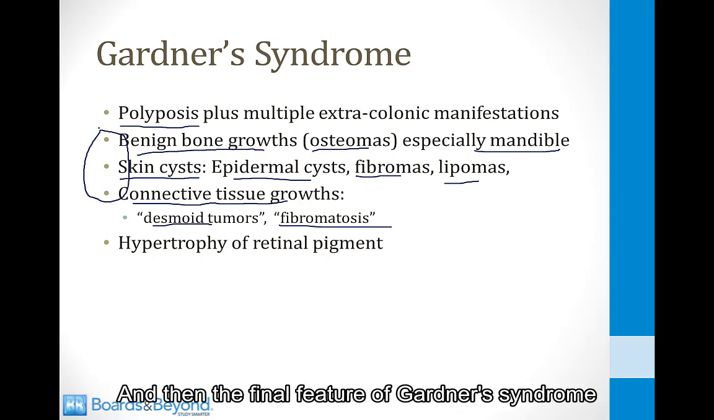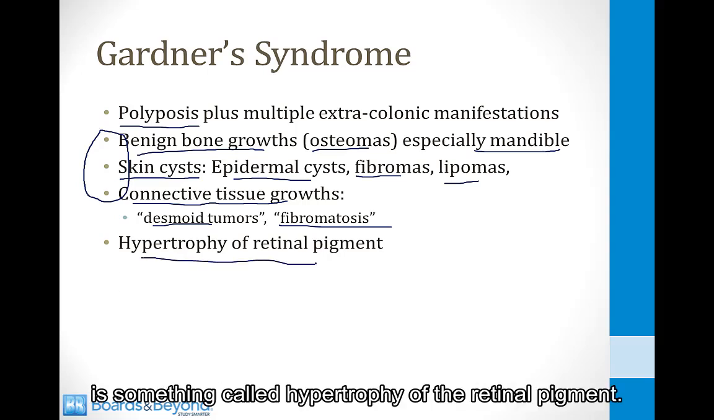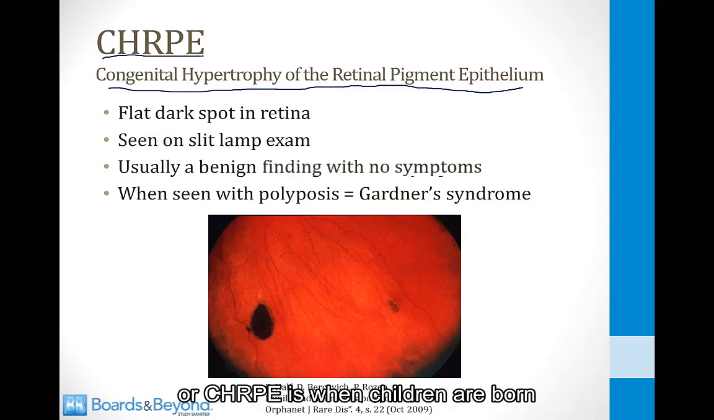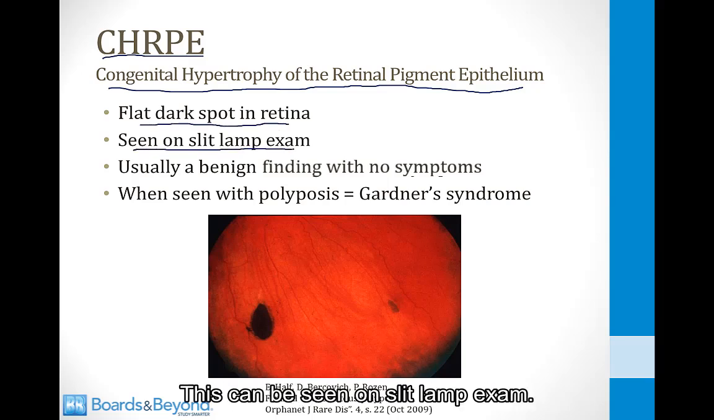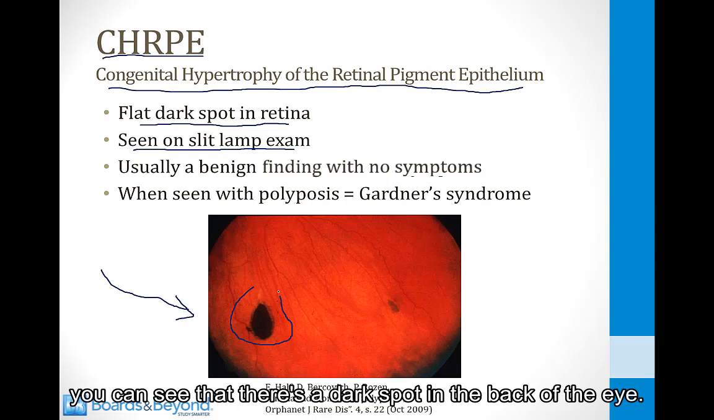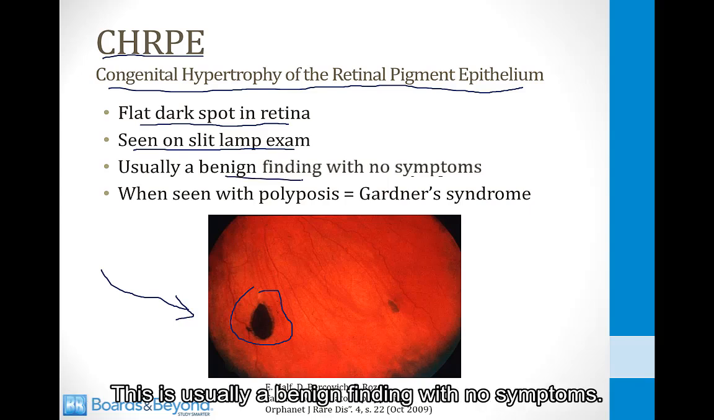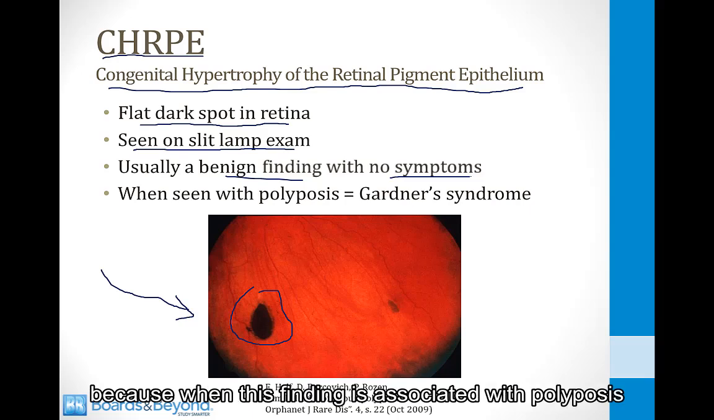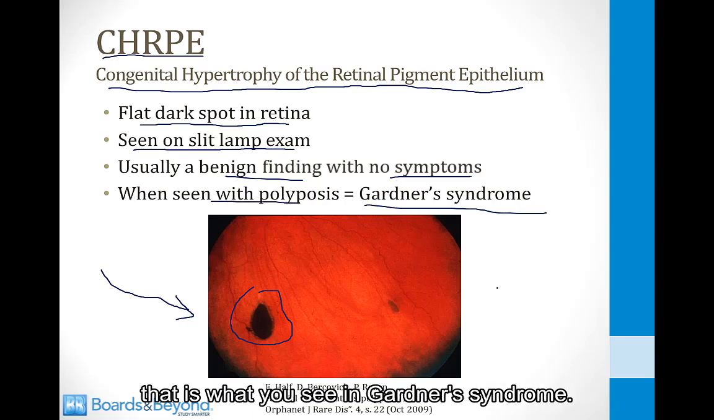And then the final feature of Gardner's syndrome is something called hypertrophy of the retinal pigment. Congenital hypertrophy of the retinal pigment epithelium, or CHRPE, is when children are born with a flat dark spot on the retina. This can be seen on slit lamp exam. This is an example of it shown on the screen. You can see that there is a dark spot in the back of the eye. This is usually a benign finding with no symptoms. However, when it is identified, you need to consider that the child may have Gardner's syndrome, because when this finding is associated with polyposis, that is what you see in Gardner's syndrome.